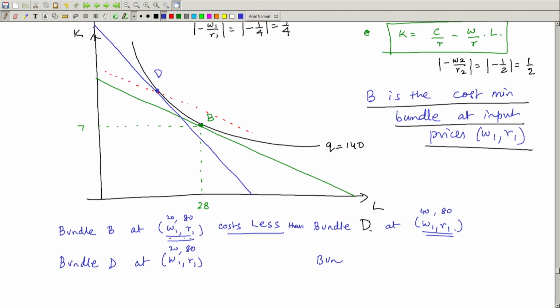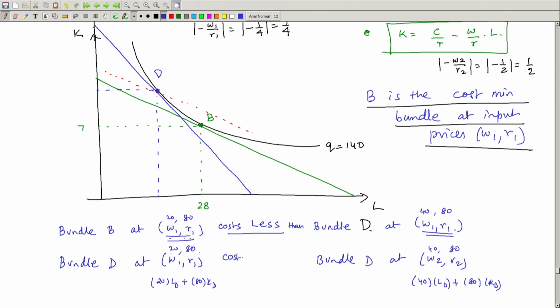Now I want to compare bundle D at W1 R1 with bundle D at W2 R2, which is at 40, 80. So now I am looking at the same bundle at the new input prices, right. So I am looking at the same coordinate of labor and capital. In one case this is 20 times LD plus 80 times KD, in the other it is 40 times LD plus 80 times KD, right. And clearly this remains the same. I am multiplying by 40 here, which is greater than 20. So clearly this bundle D at W2 R2 must be more expensive than D at W1 R1.